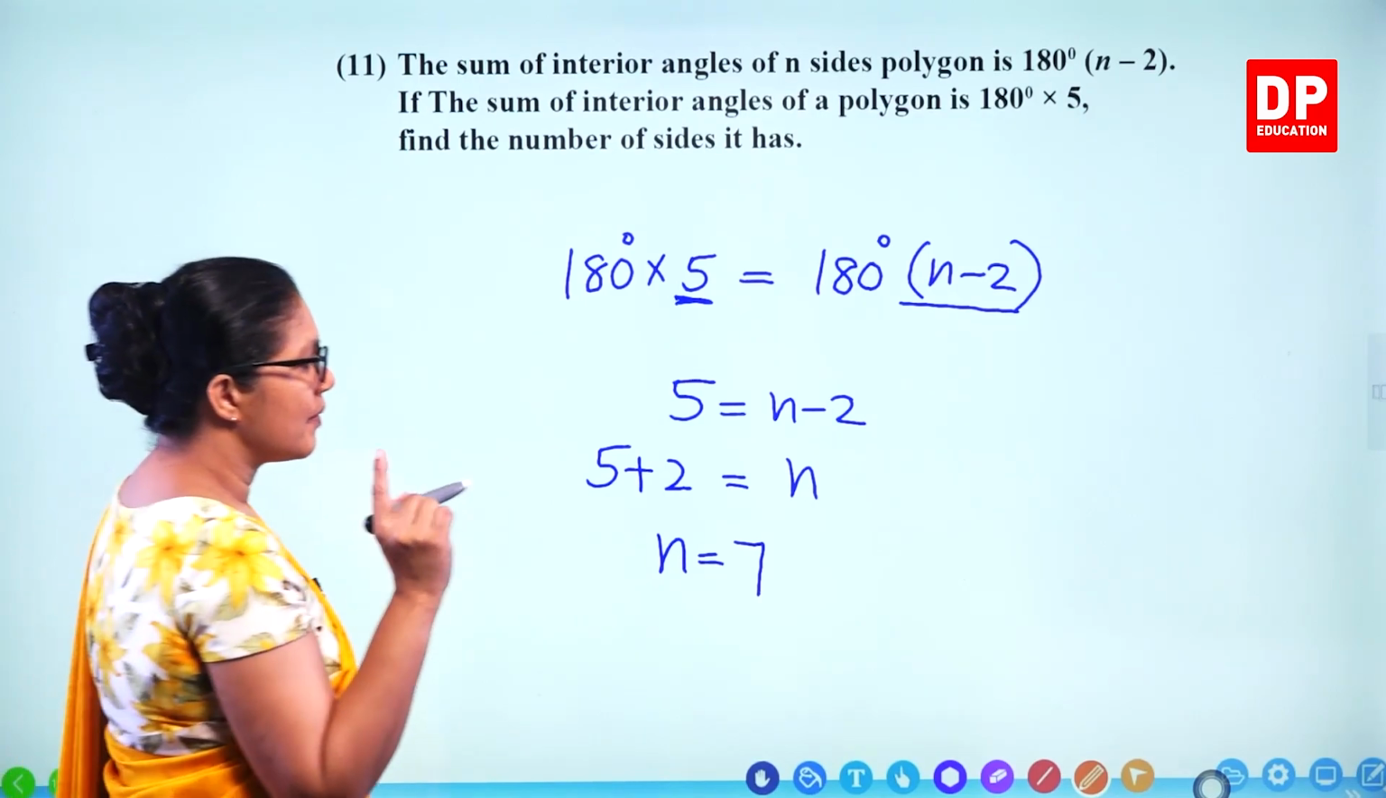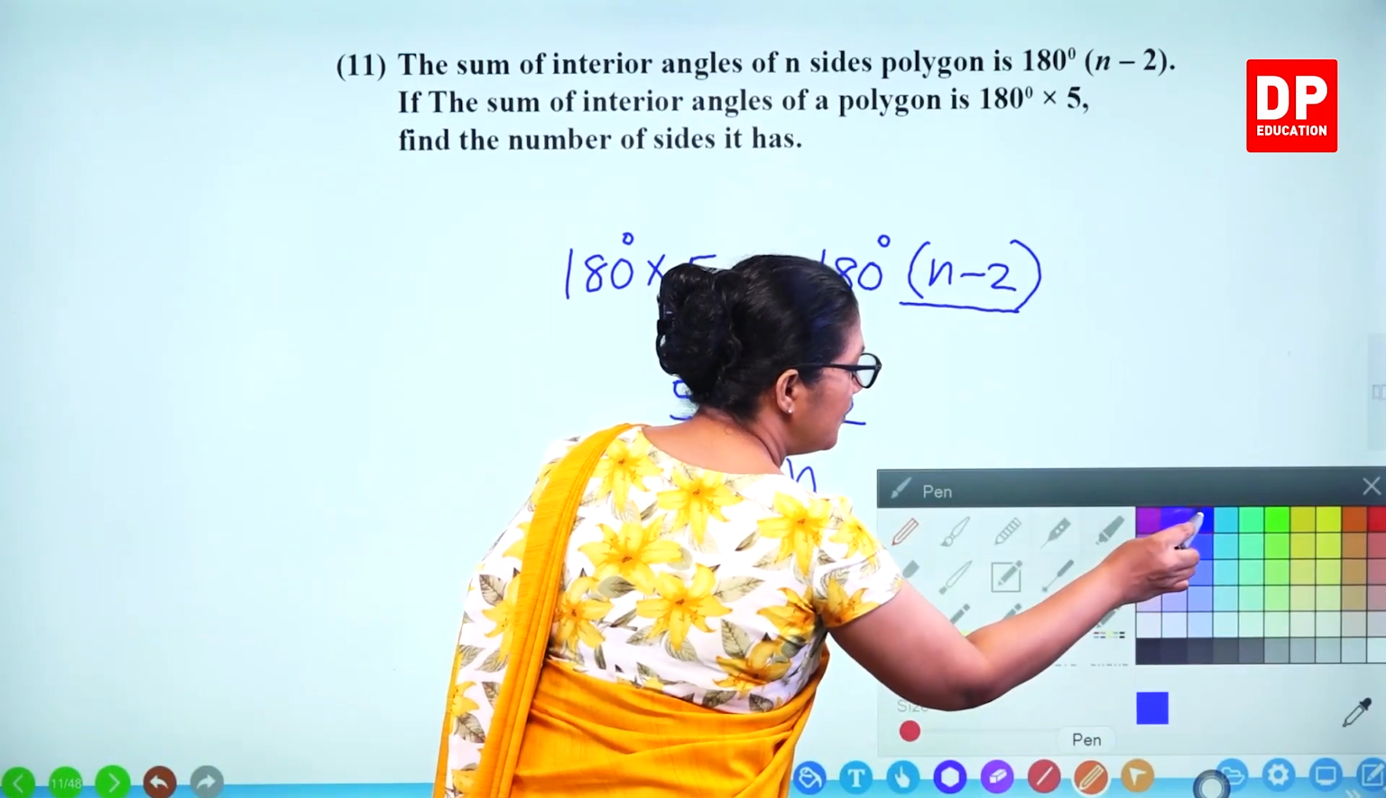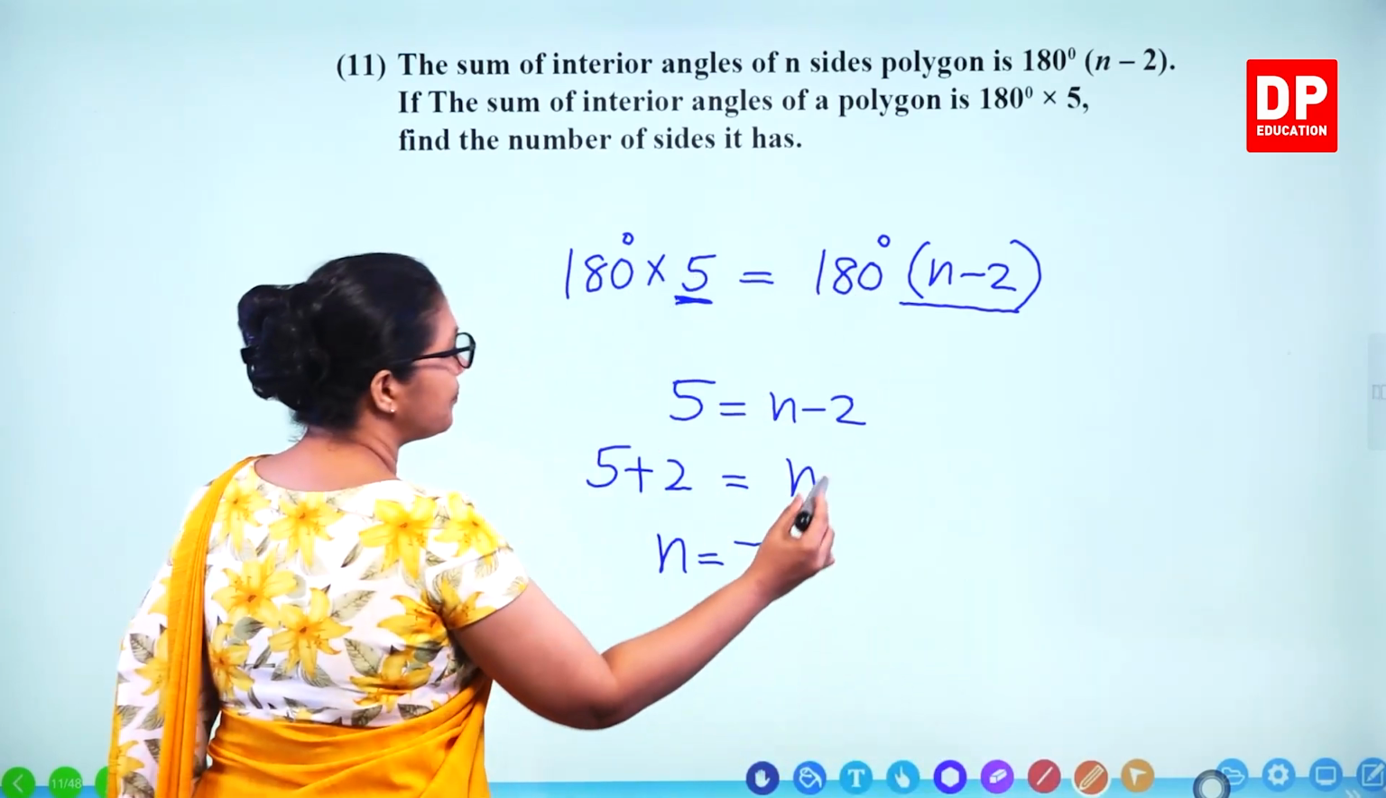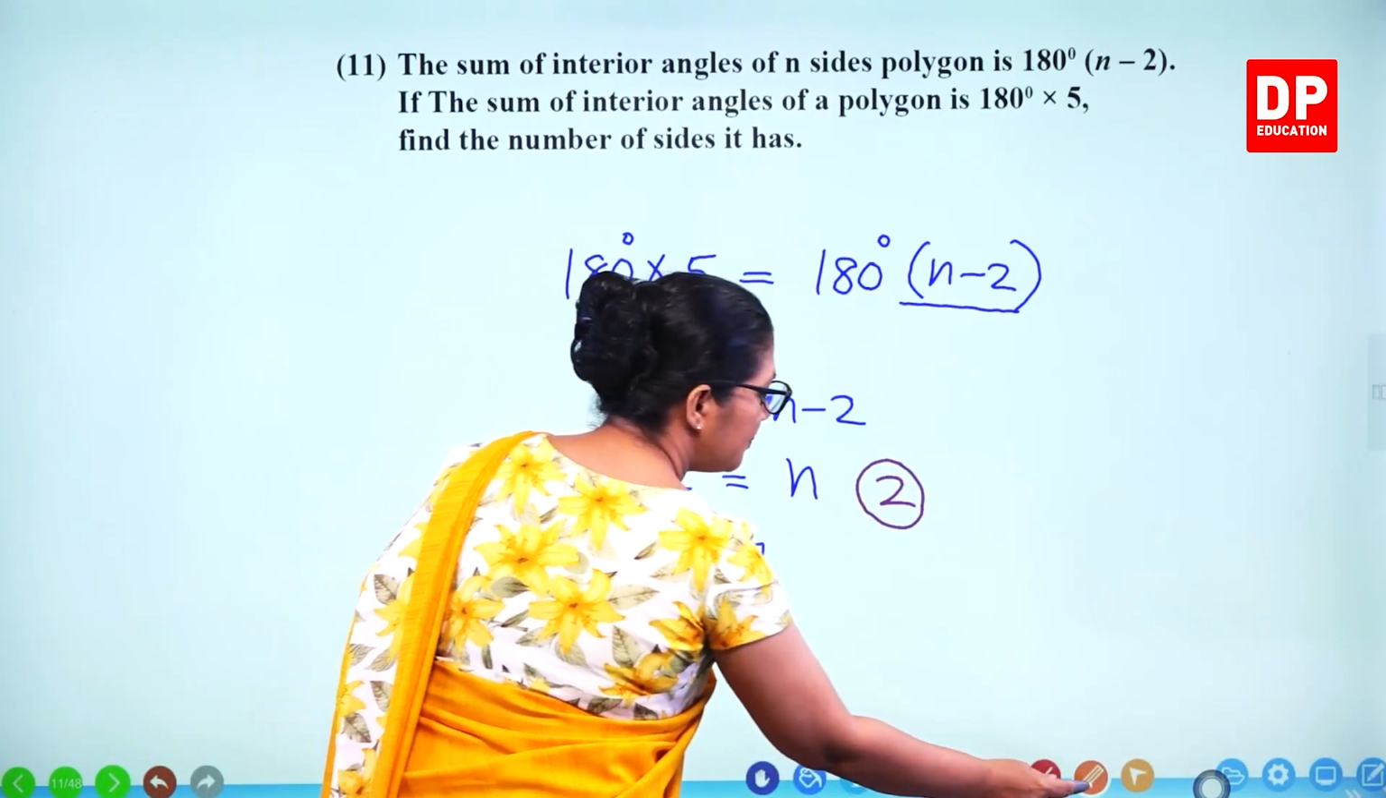What's the name? It's a heptagon. 2 marks.